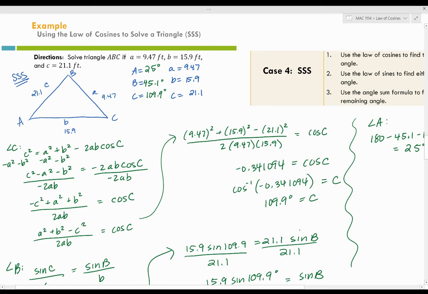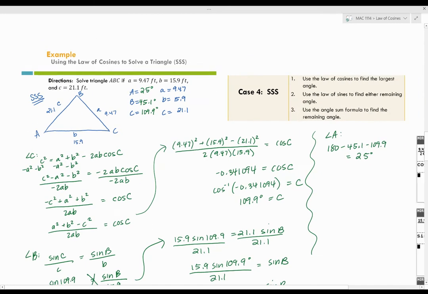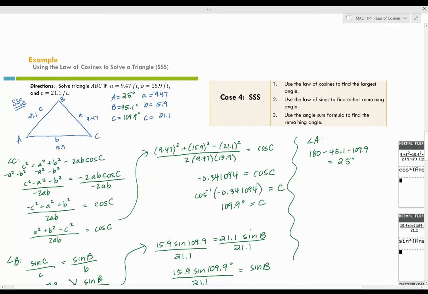Now, because this was a side, side, side triangle, I knew it was going to work, so I kind of skipped this step. But remember, you need to check the triangle length restriction law anytime you've been given a side, side, side triangle, which means when you sum any two sides, they need to be greater than the side that remains. If we add side c and a together, is that greater than b? Well, c was 21.1 plus 9.47. Is that greater than 15.9? Yes, it is. That worked.